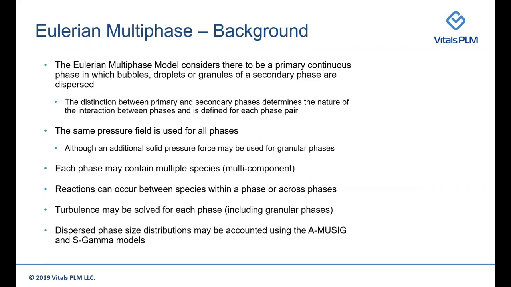And each phase can be a single-component or a multi-component phase. It's possible to model reactions between the species belonging to the same phase or across different phases. Turbulence can also be solved for each phase. And if there is a granular phase present, it is possible to model the turbulence effects coming from the presence of the granular phase.